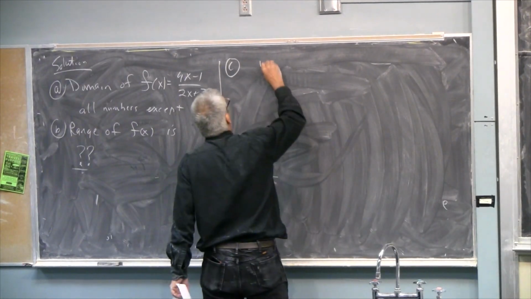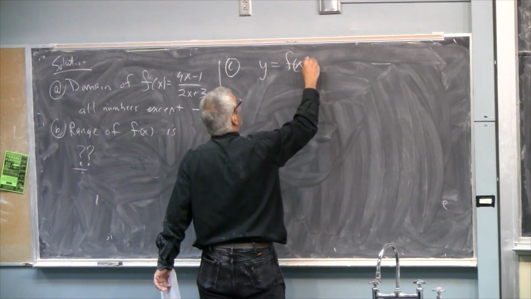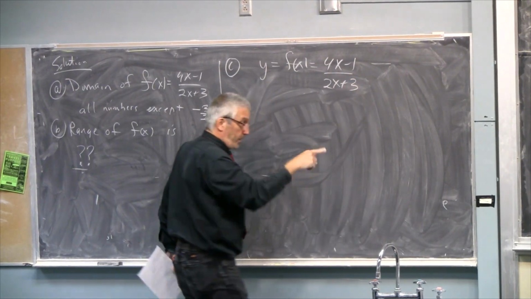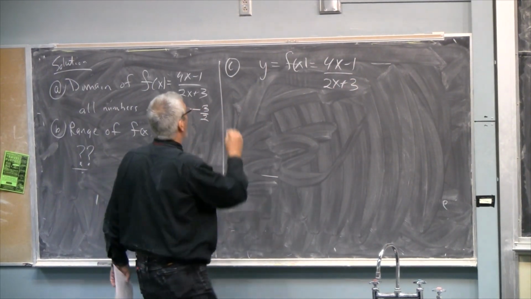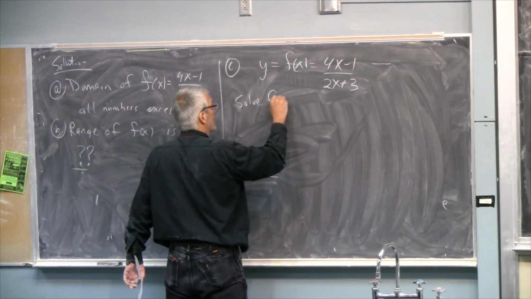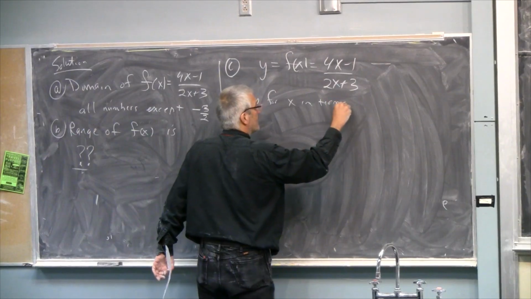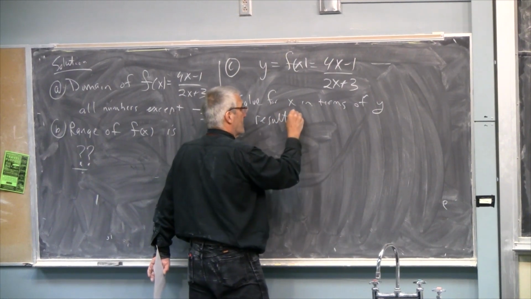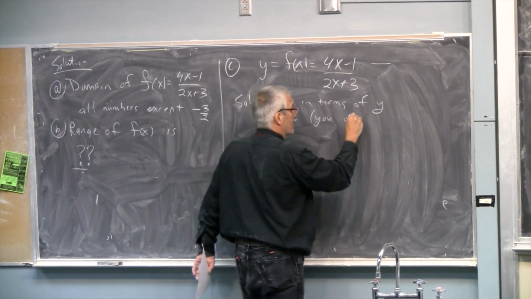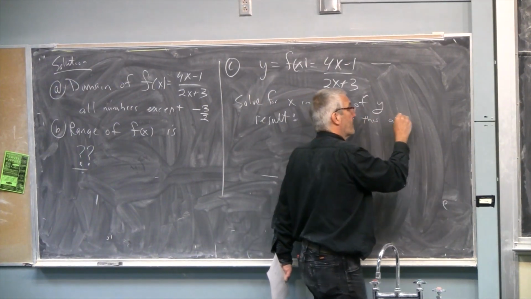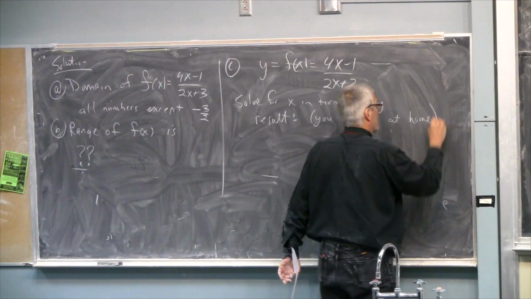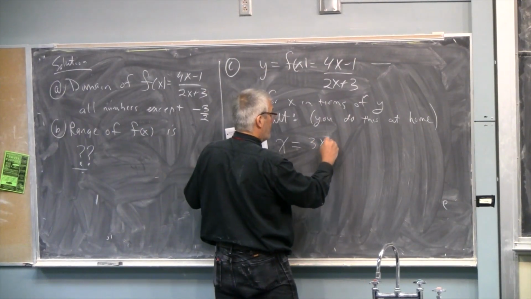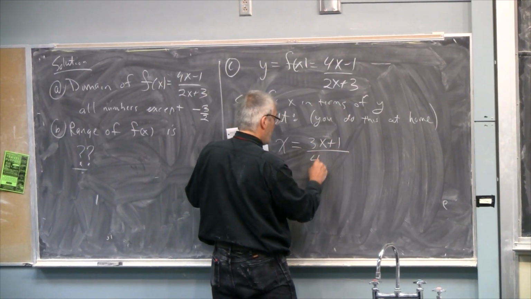So y equals f of x. That's (4x minus 1) over (2x plus 3). So according to that plan, we're going to solve for x in terms of y. So the result is, you do this at home, or in the library. The result is x equals (3x plus 1) divided by (4 minus 2x).